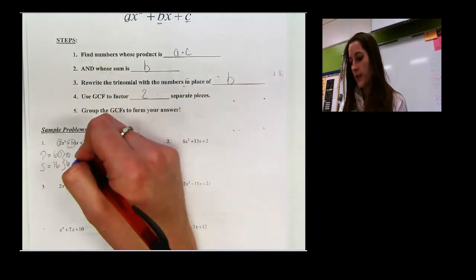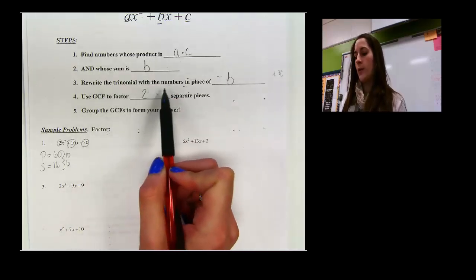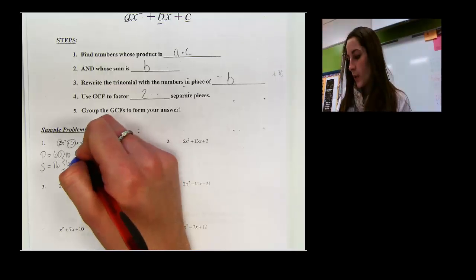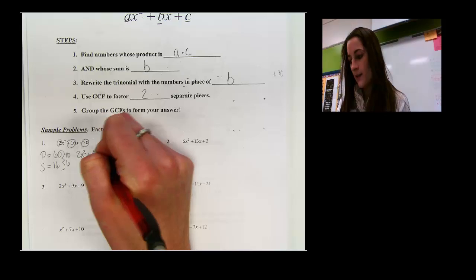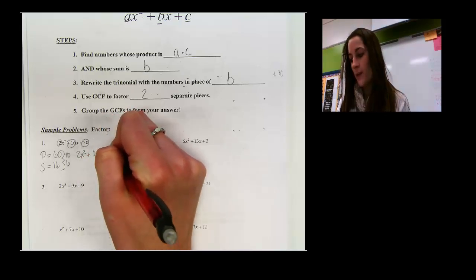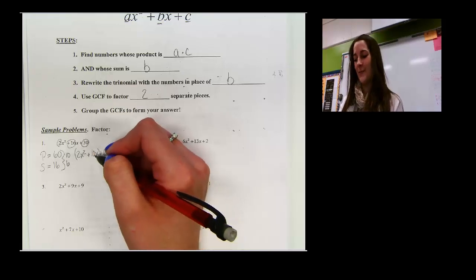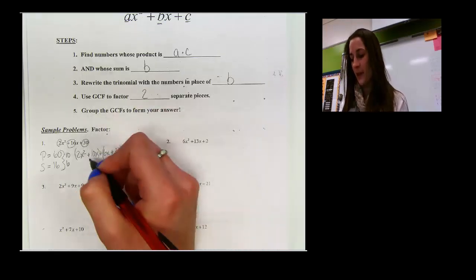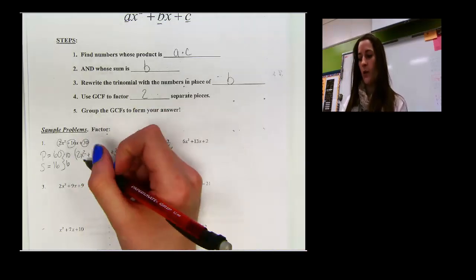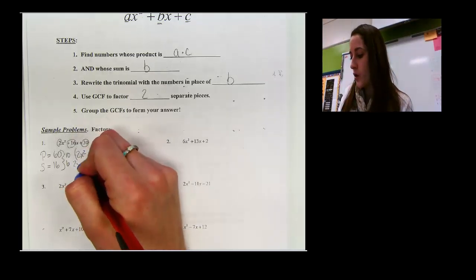So we're going to now rewrite the trinomial with the numbers in place of b. So it's going to be 2x squared plus 10x plus 6x plus 30. We're going to take a look at the 2x squared plus 10x and our 6x plus 30. So we're going to pull out GCFs now. What's in common with 2x squared plus 10x? I see a factor of 2 and a factor of x. So I'm going to go ahead and pull out a 2x.